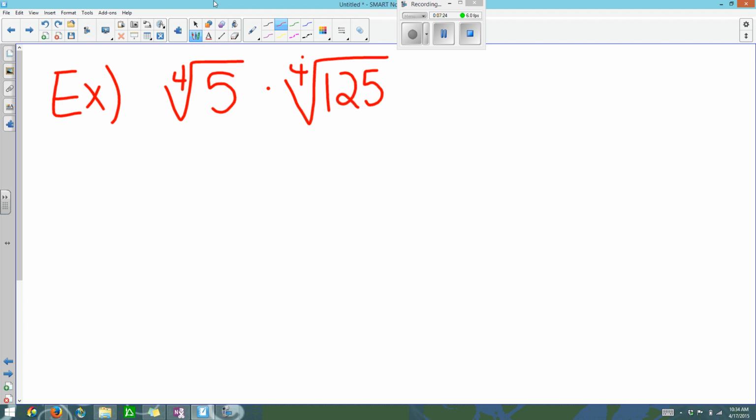Yes, Julie. So from previous sections, we know that because they have the same index, we can combine the radicals on the inside. So we'll get the fourth root of 625, which is just 5. However, the technique for this in rational exponents is that, yes, you could change this to 5 to the 1/4.